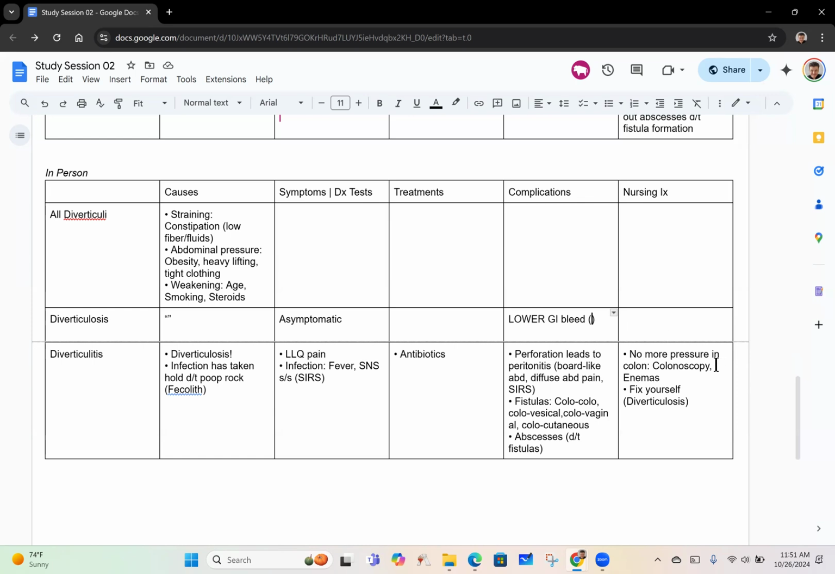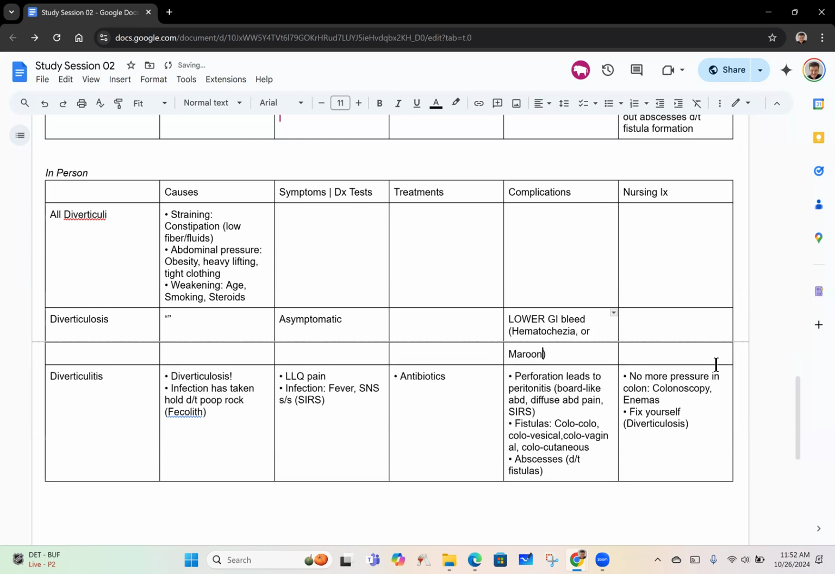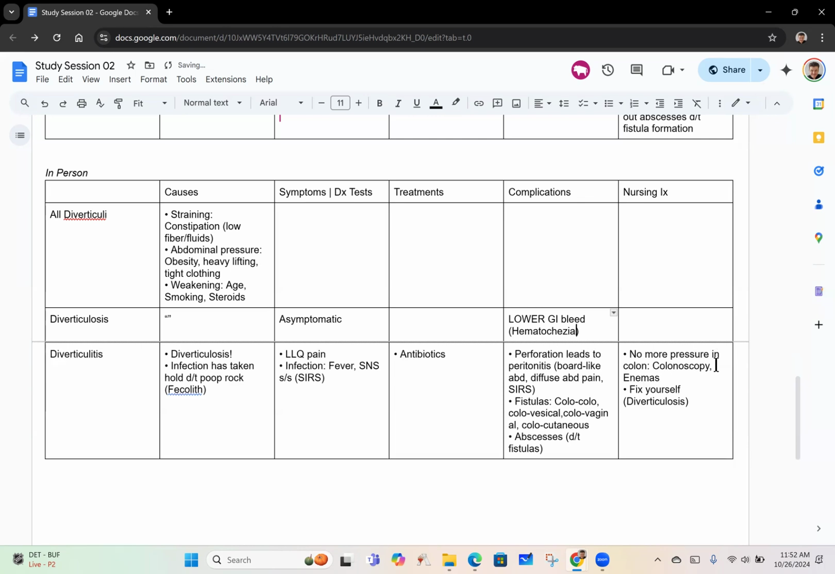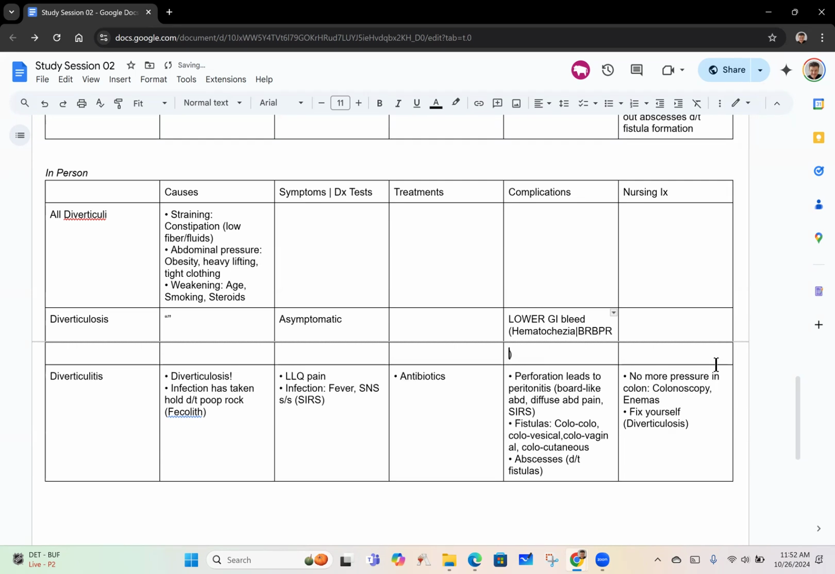So does this person have coffee ground emesis? No, that's really, really hard, to vomit blood from your anus, from your sigmoid colon. That's not possible, right? So it's lower GI bleed. So they can have hematochezia, or maroon stools, which is hematochezia. Let's put that in parentheses. Let's put this one, bright red blood per rectum. Maroon is a little slower, but it's sometimes maroon.